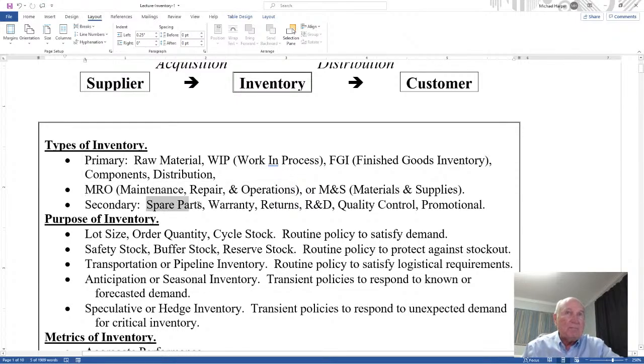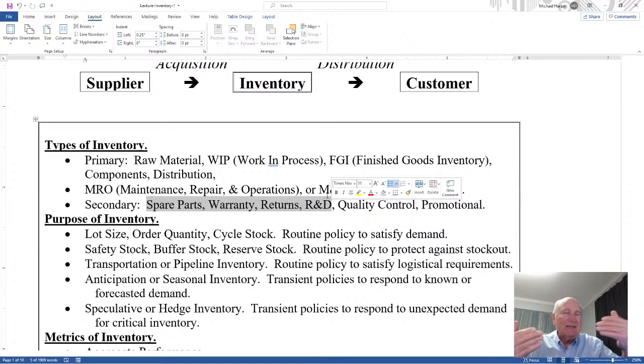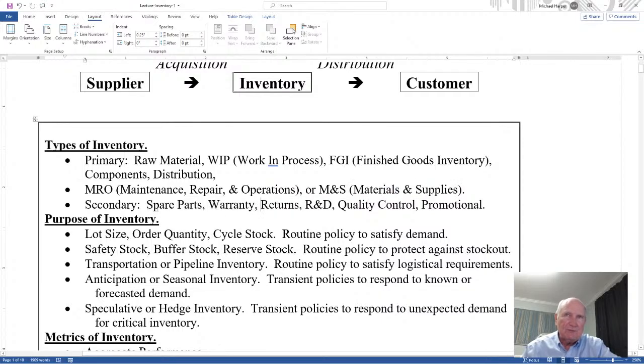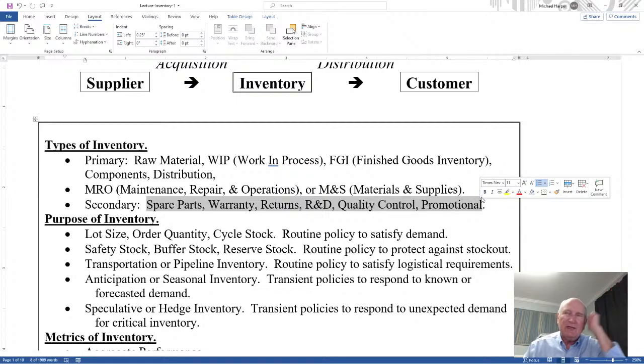Secondary types of inventory are spare parts inventory in some industries, warranty inventory, if you're given a warranty, your product returns with reverse supply chains, research and development. In other words, inventory that's within your R&D. You're not making money on it immediately, but you have value from that inventory because of R&D. And then quality control. In the quality control department, they're doing testing, this type of thing, to see what's being damaged and everything. And then promotional items, where you're giving away things for marketing. So these are secondary type inventories.